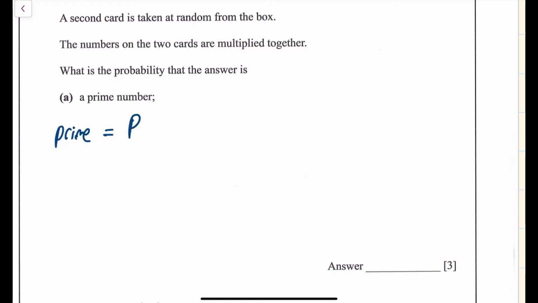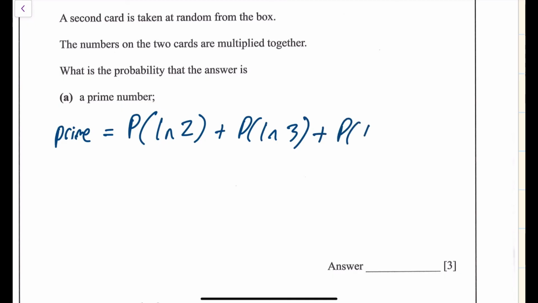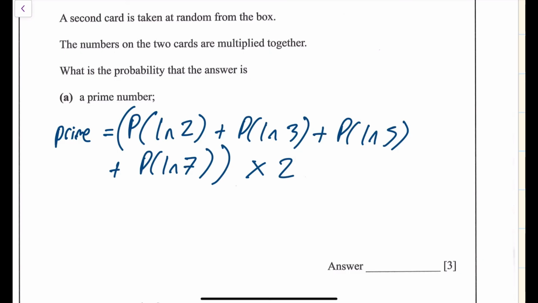Okay, how can you get a prime number? You could have 1 and 2 multiplied together, because 1 times 2 gives you 2. Or you could have 1 and 3 multiplied together. Or 1 and 5. Or 1 and 7. Now all of those could happen the other way around as well. So you could also have 2 and 1, 3 and 1, 5 and 1, and 7 and 1. You could have all of those.